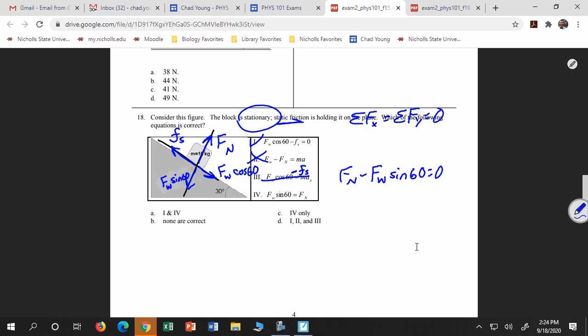Emily, how do you know the frictional force is going in that direction? Good question. It says here, if there was no frictional force, what direction would this block go, up or down the inclined plane? It would go down. Frictional forces always oppose the direction that the object would tend to go. Since this object would tend to go down the inclined plane, the frictional force will be up the inclined plane. Good question. All right, so 4 was right? Yeah, so the answer is A, 1 and 4.